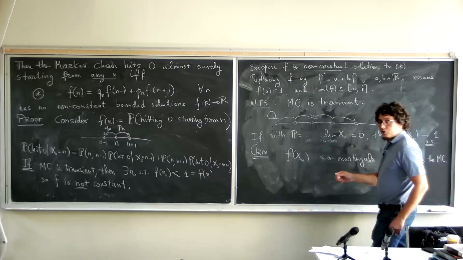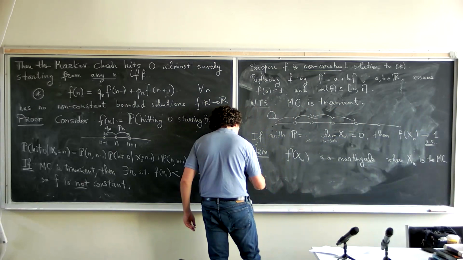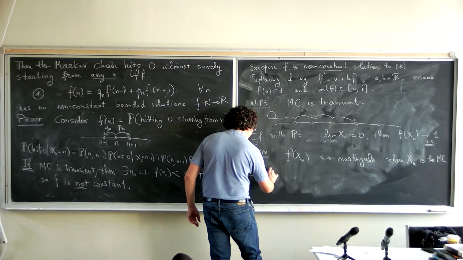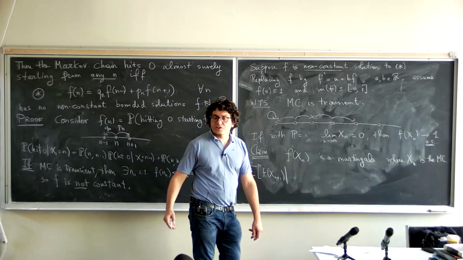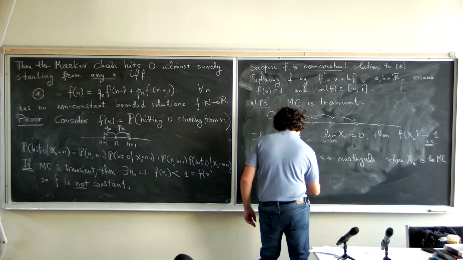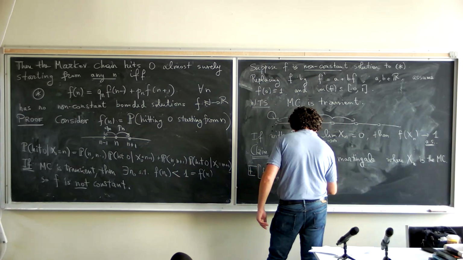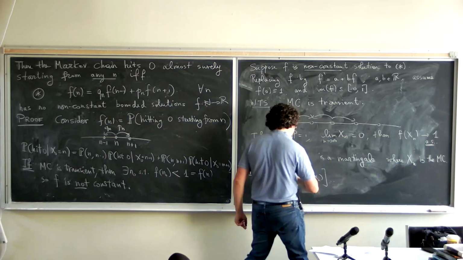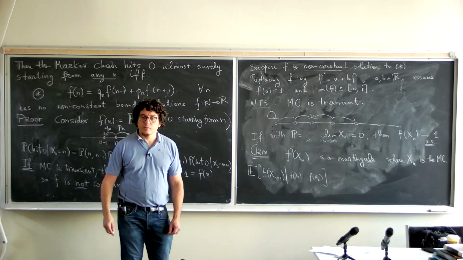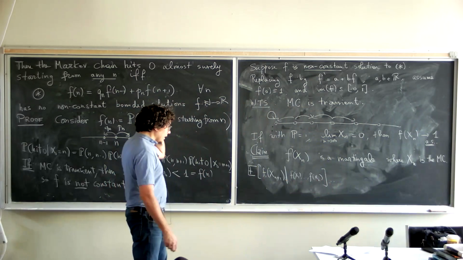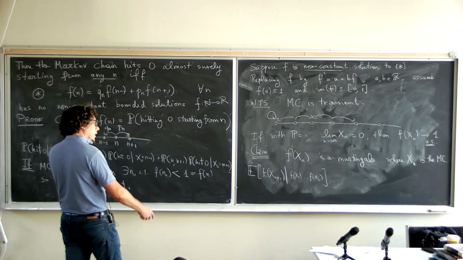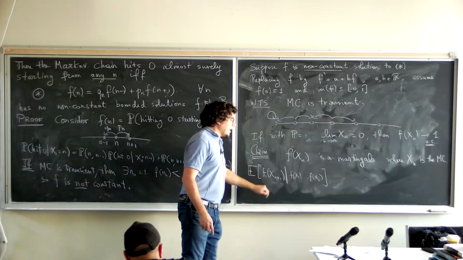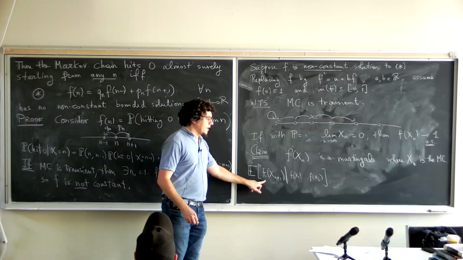So why is that? Well, we have to do the expected value of f of xn plus 1 given the previous history, right, given f of x1, ..., f of xn. And so now why is this a martingale? Well, we want to show that the expected value of f of xn plus 1 is the same as f of xn.